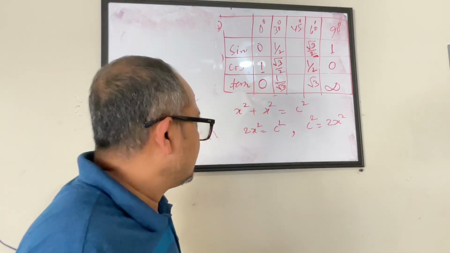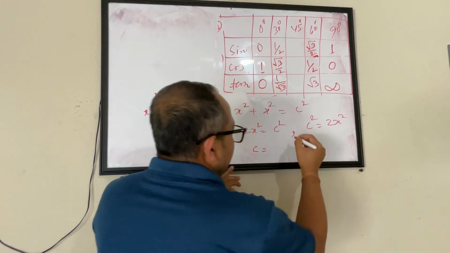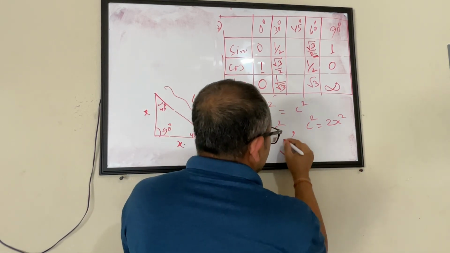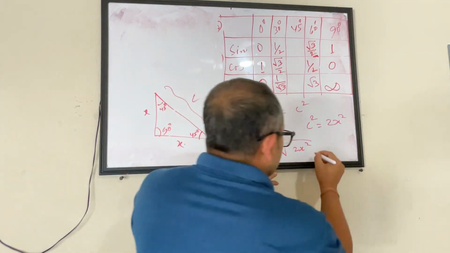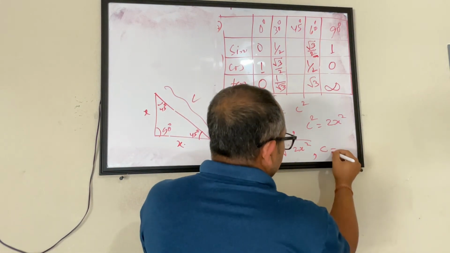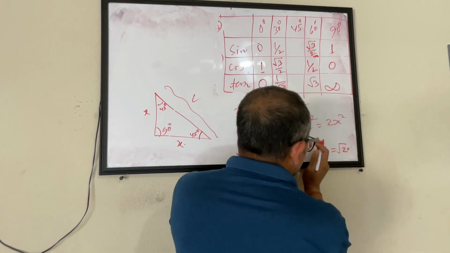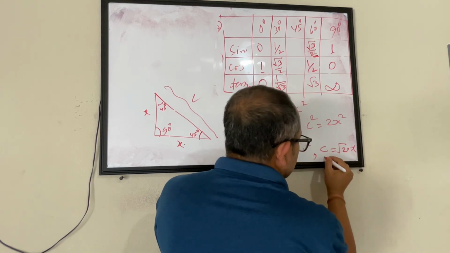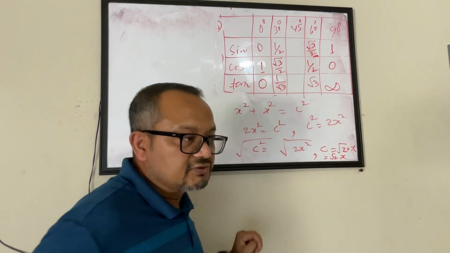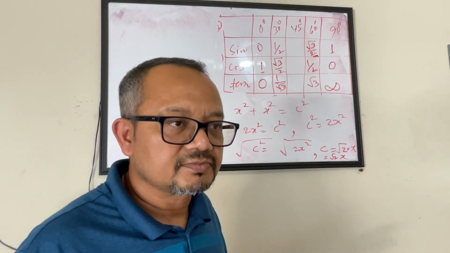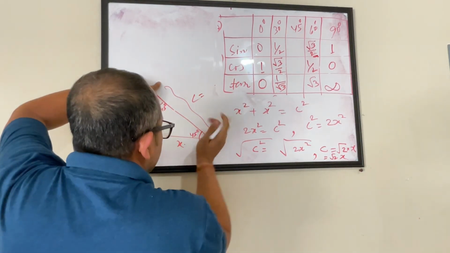Yes, sir. Okay, so now the value of c will be what? Basically, I am taking the square root of both sides: the square root of c square equals the square root of 2x square. So c will be equal to the square root of 2 multiplied by the square root of x square, which gives me x. So the value of c is square root 2 into x. This part is clear. So we got the value of this side c equal to root 2x.